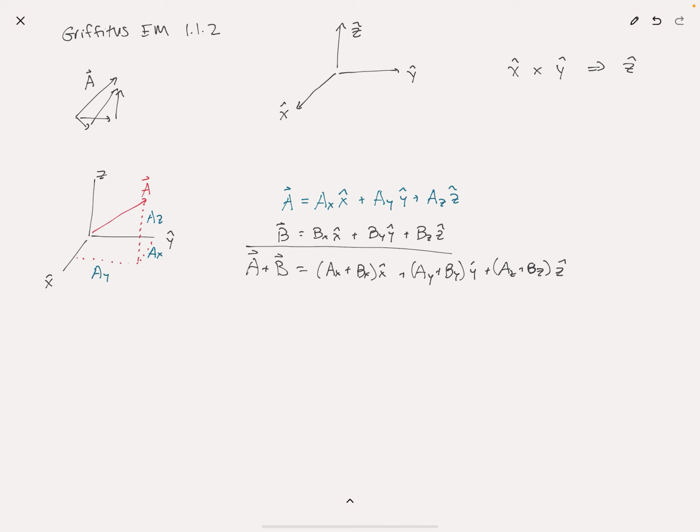I can also multiply a vector by a scalar. All right, we defined that in previous videos. This scalar can be multiplied into each of these components. So here I'm just rewriting the definition for the vector A in component form. And now each component gets multiplied by that scalar.